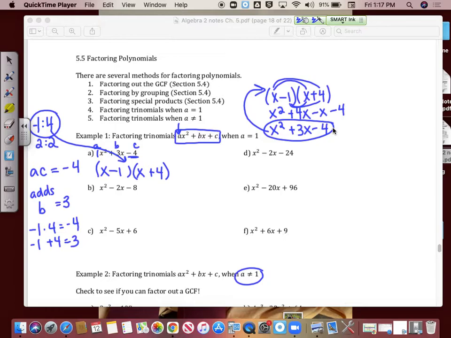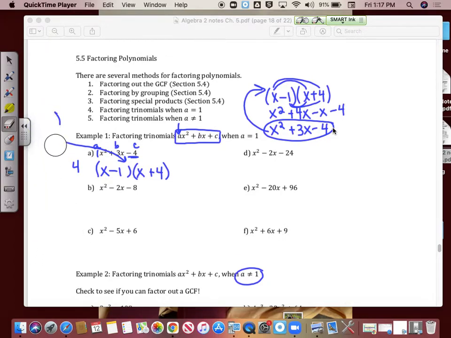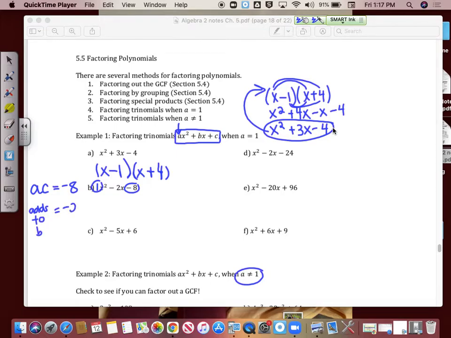Looking down at letter B, I'm just going to clear out some of this work here so that I have more space. For letter B, we're doing the same exact thing again. The process is still going to be the same. All of the numbers here in front of x are 1, but usually what you're trying to do is find out what number multiplies to be this times this, and that's equal to negative 8, since 1 times negative 8 is negative 8, and at the same time adds to be b. Well, the b number is negative 2.